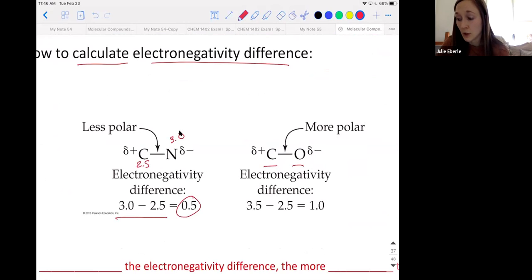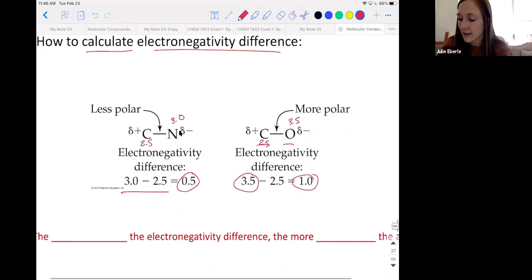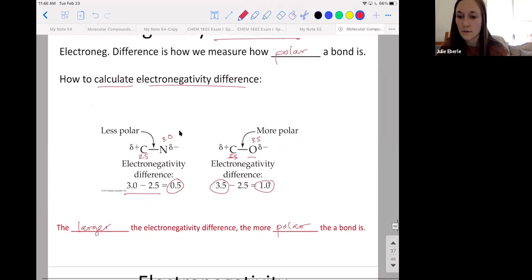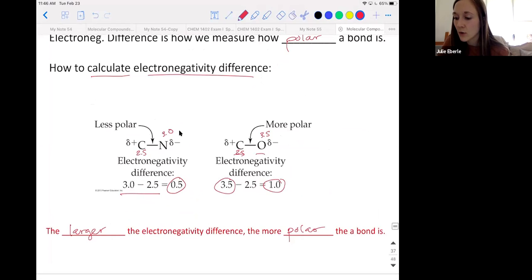And if we look at the figure on the right, carbon and oxygen, the 3.5 is the oxygen, and the 2.5 again was the carbon. You subtract those, you get a difference of 1. The larger the electronegativity difference is, and in fact, that's the blank down here, the larger the electronegativity difference, the more polar a bond is. So that's why when you look at this overall, we're going to say the carbon-nitrogen bond had a smaller electronegativity difference, so it's less polar. The carbon-oxygen bond has a larger electronegativity difference. 1 is bigger than 0.5, so it's more polar.